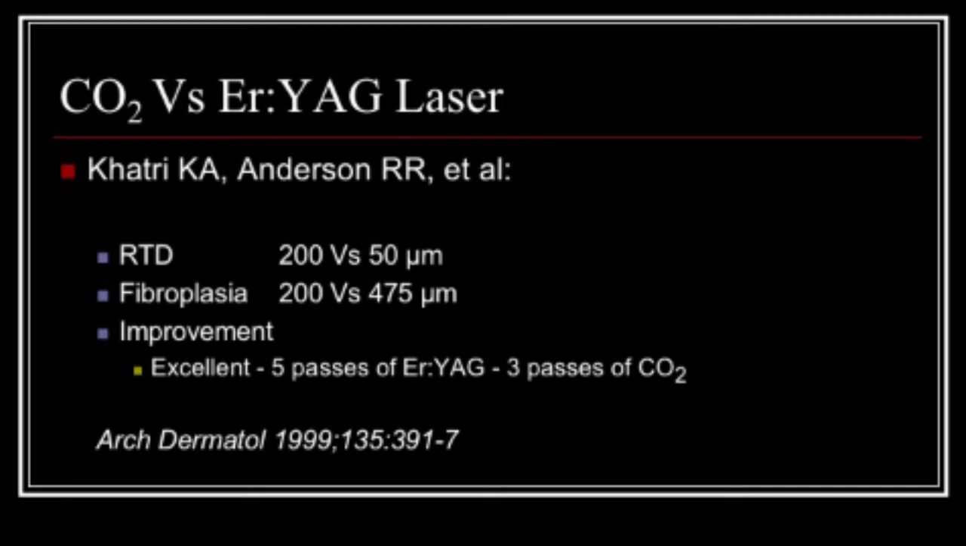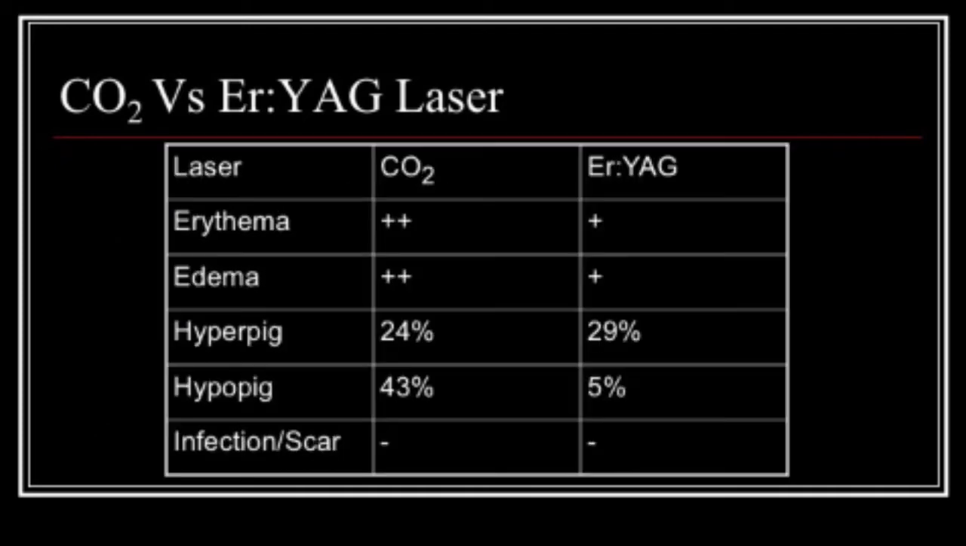And what we found is that the residual thermal damage with CO2 was 200 microns versus only 50 microns. These were the histologies we did. And the fibroplasia, new collagen formation, was 200 micron with CO2 and 475 micron with erbium. And the final results were that you get excellent results with 5 passes of erbium and 3 passes of CO2. So you have to do a little bit more number of passes, more aggressive treatment compared to CO2. Why? I'll explain that to you.